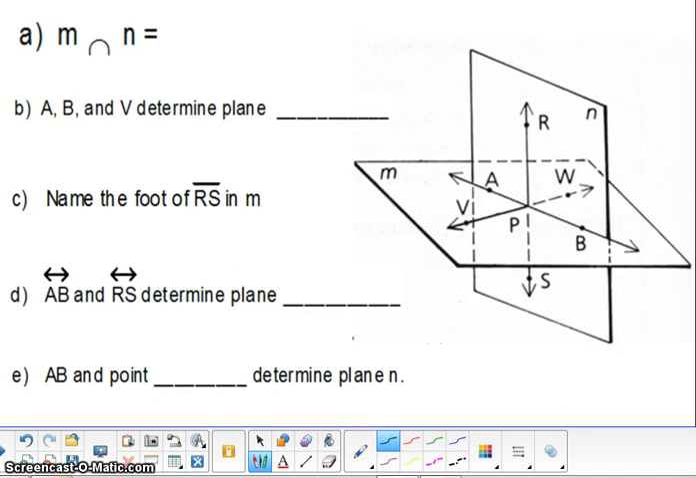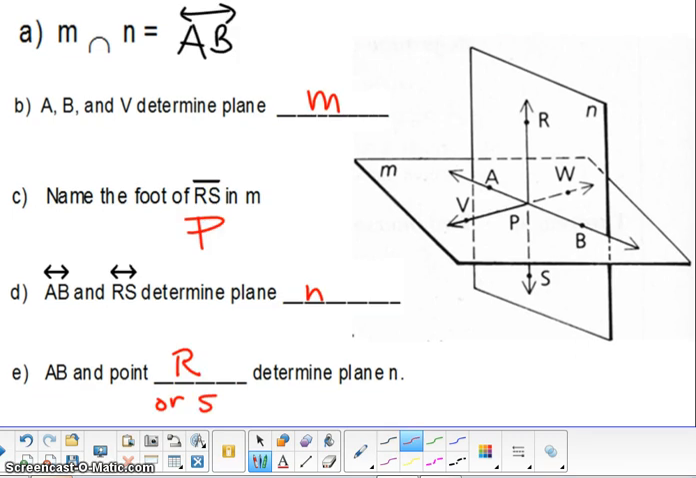Okay, now let's apply all of these different postulates and theorems. I'd like you to push pause and go ahead and try these 5 questions and then return. Okay, so let's check your answers.